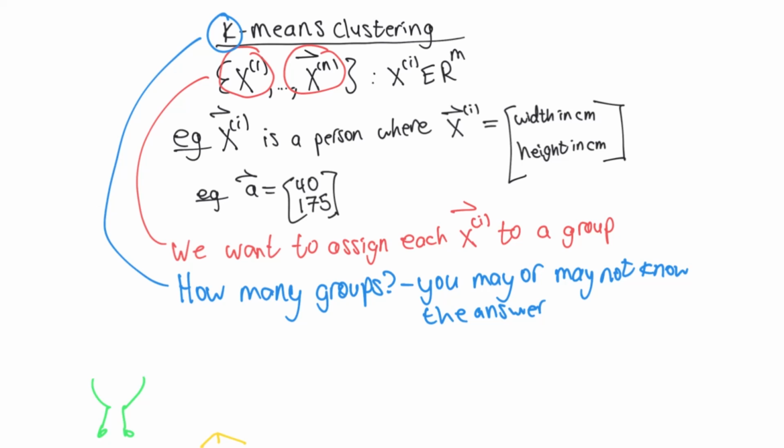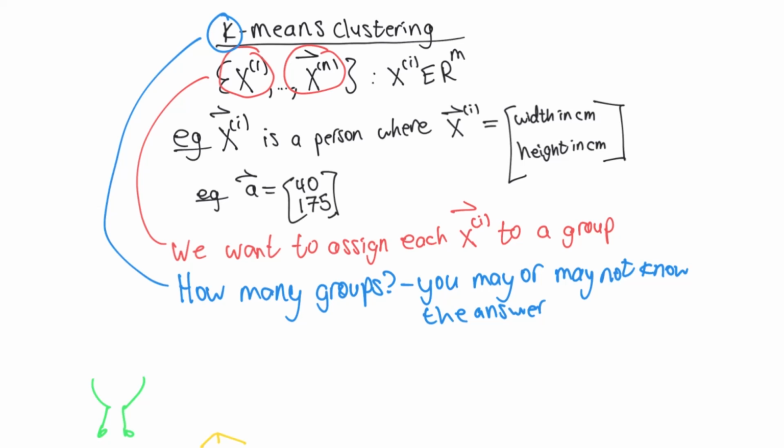If the algorithm thought 4 was the best number of groups, then either way, you're going to know how many groups there are, and each person will be assigned to a group. All right, so hopefully we're clear about the goal. I'm going to go over the algorithm now.